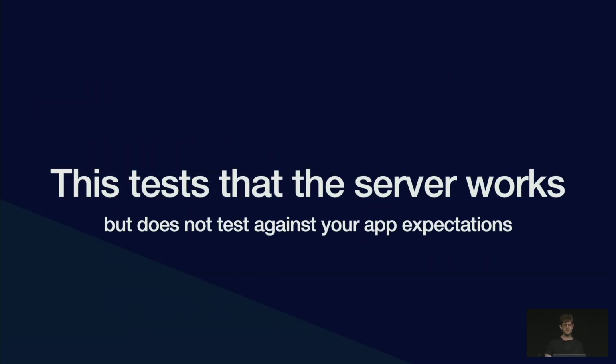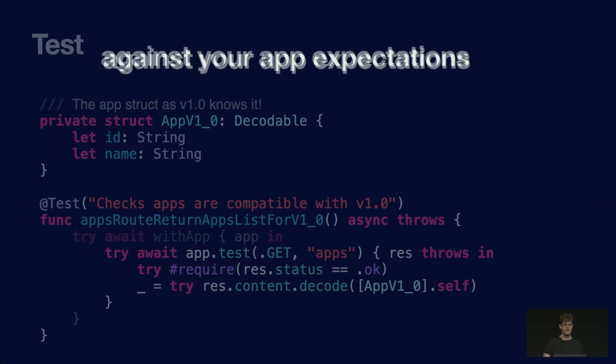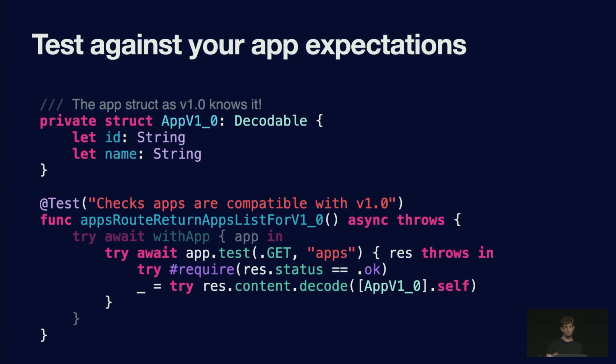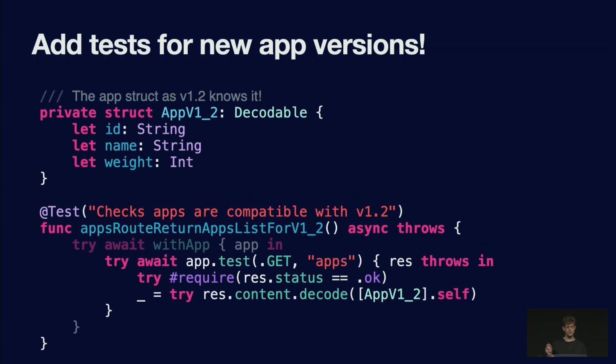But it's not going to test that against your app's expectations, because the structure as your app knows it might be a little bit different. So what you should do is introduce tests for the structure the way your app knows it. It would look like this: you would pretty much copy and paste the structure the way your app knows it. Here I called it app v1. And you would decode it using that object that would be part of your test. If your app's expectation updates, you would introduce a new test with the new object, and that way you would keep every requirement of older apps within your test of your server.